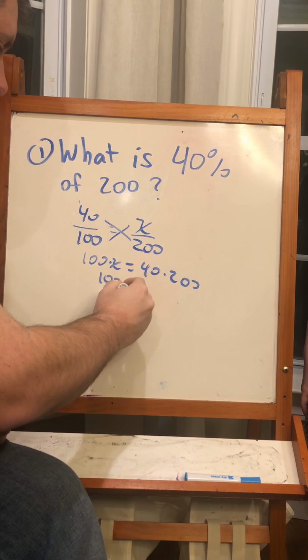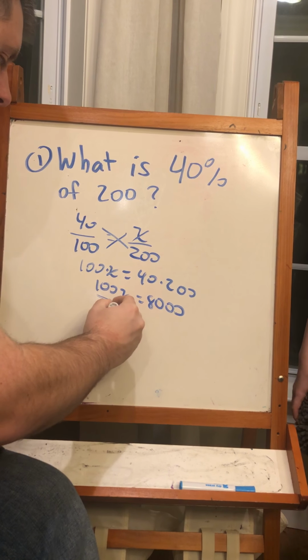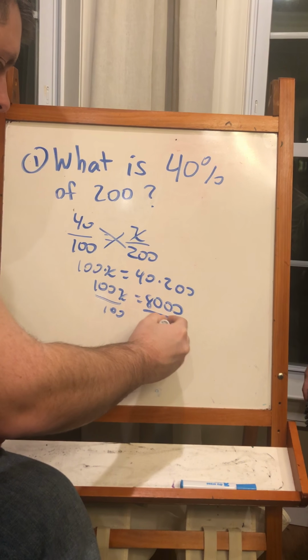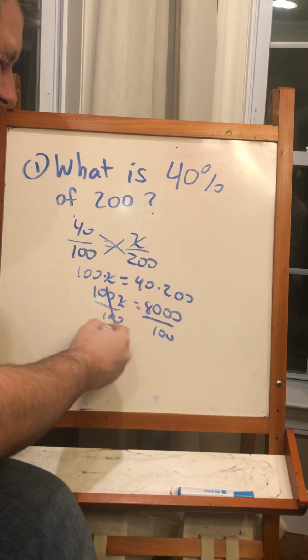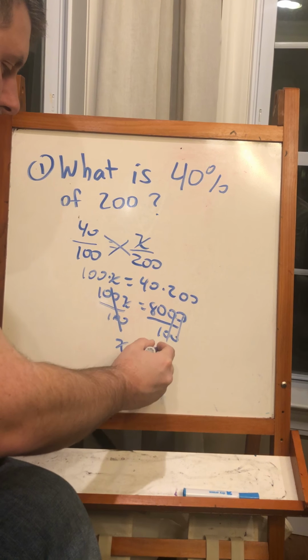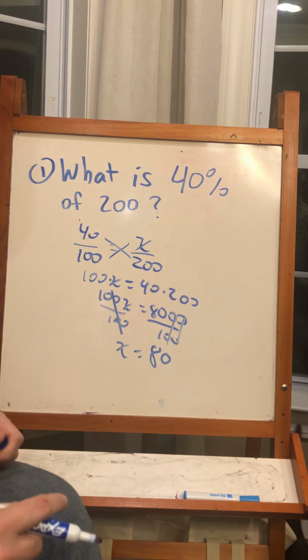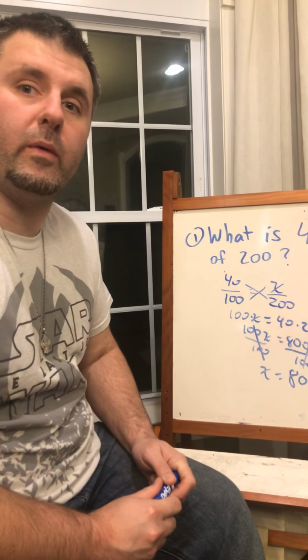100x equals 8,000. Divide each side by 100. 100 by 100 is 1. With x, 1x or just x, we can put that, and cancel out the zeros. And x equals 80. So 80 is 40% of 200. That's number one. All right.